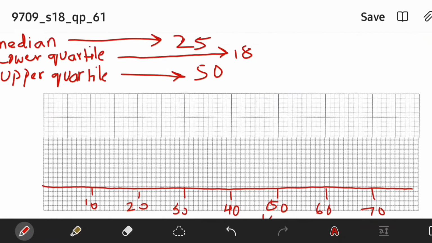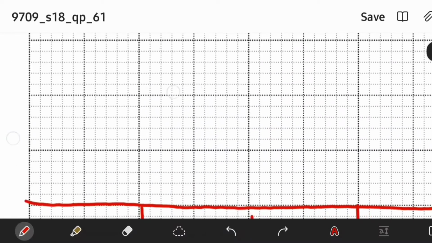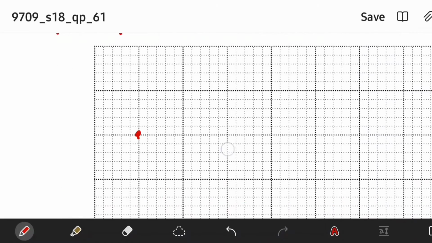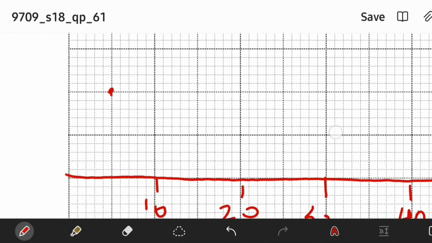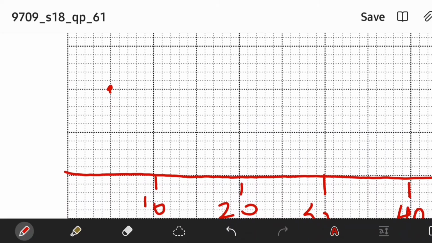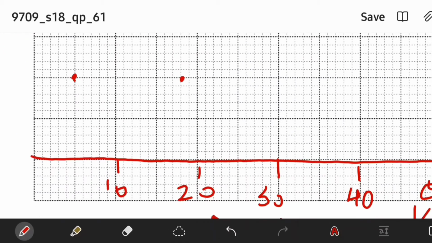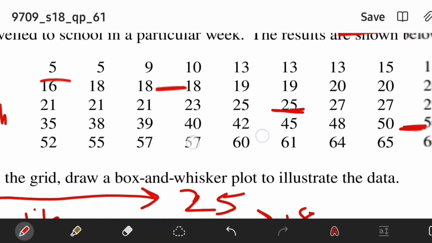The least value is 5, so we are going to first plot that right here. Now our lower quartile, which is 18, should be here. Then the median is 25. Please be accurate with your points. And upper quartile 50, and then 70.